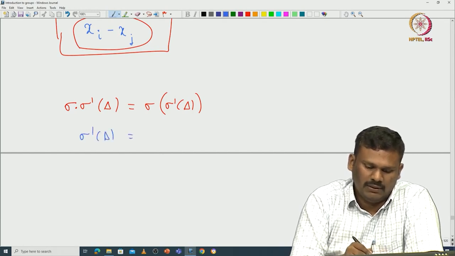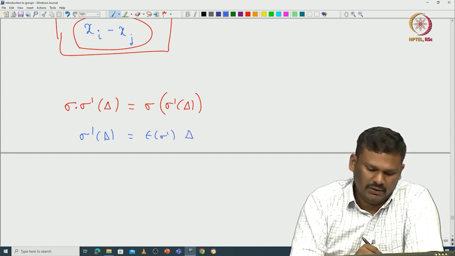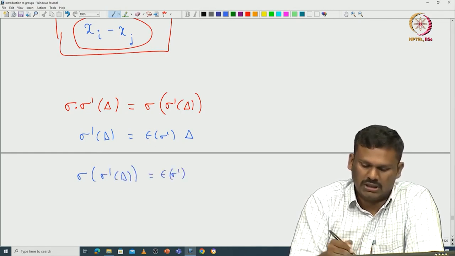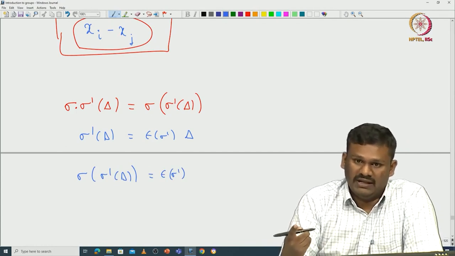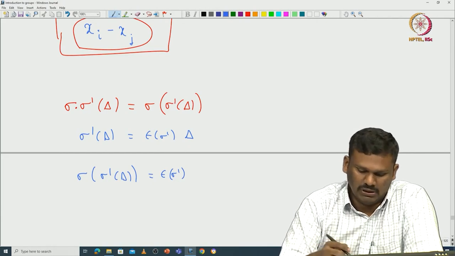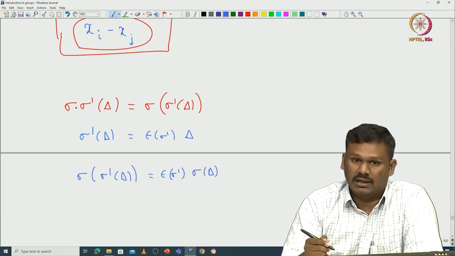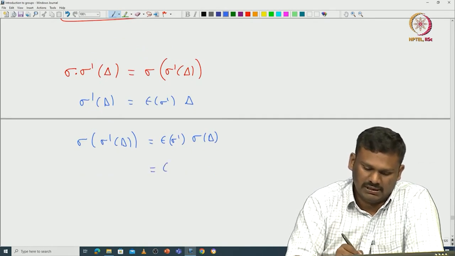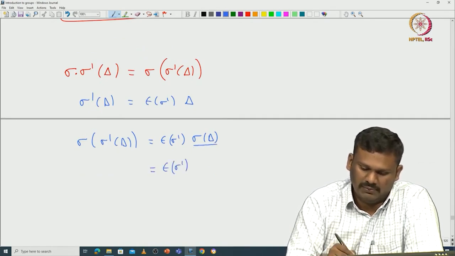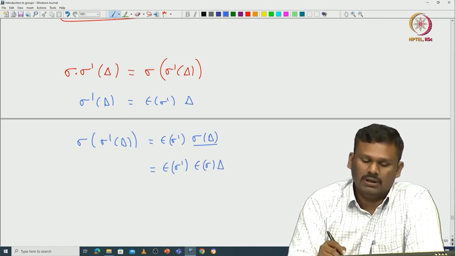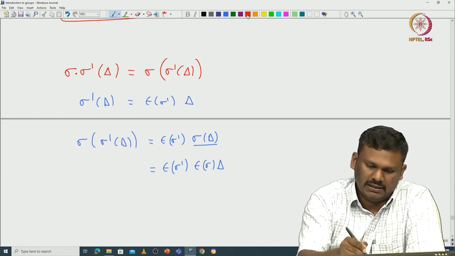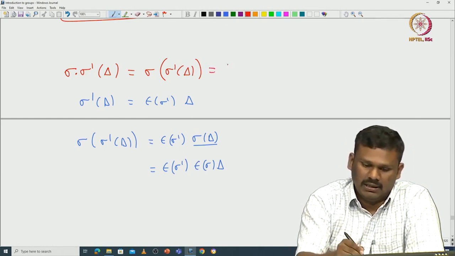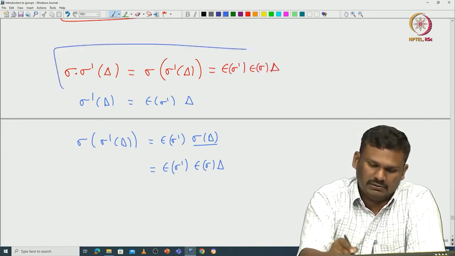Sigma dash of delta is epsilon sigma dash times delta. Similarly, if you apply sigma to epsilon sigma dash delta, you can see that epsilon sigma dash is a constant, since we are only permuting the variables, so it just pops out. Then you get sigma of delta, which is replaced by epsilon sigma delta. So this says that sigma sigma dash delta is nothing but epsilon sigma dash times epsilon sigma times delta. This is what we get.